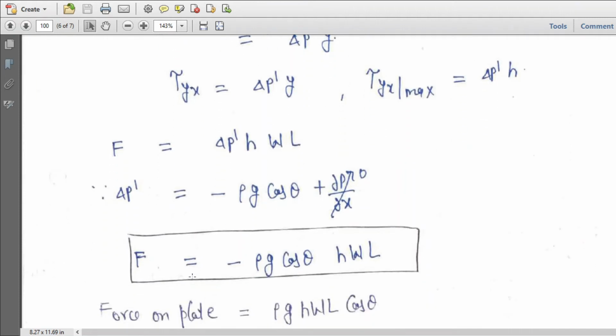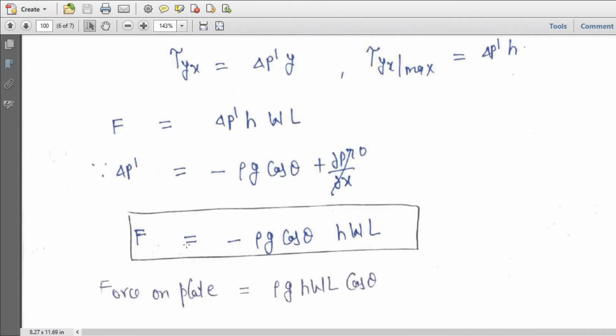So the force on the plate would be ρg h W L cos θ. So the fluid will try to drag the plate in the direction of the flow.